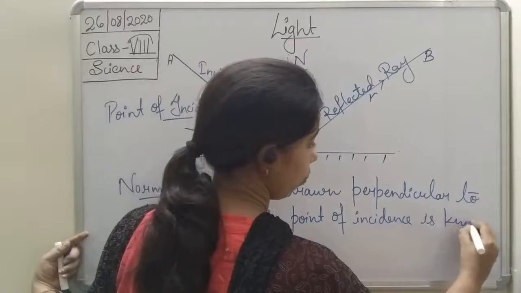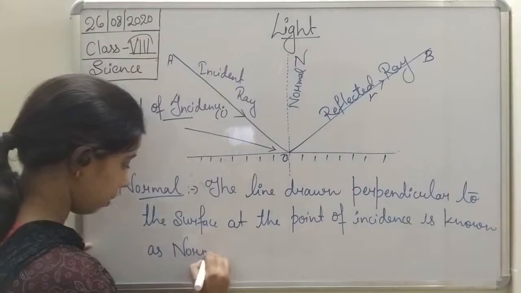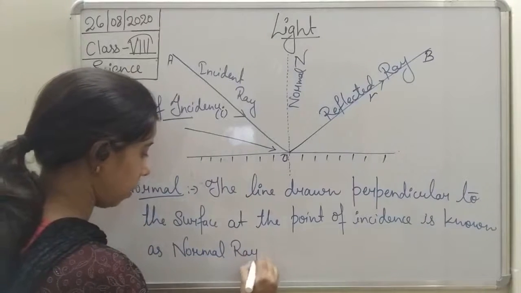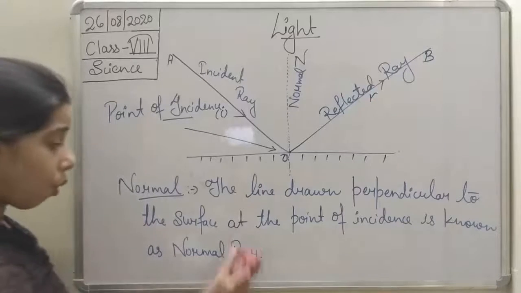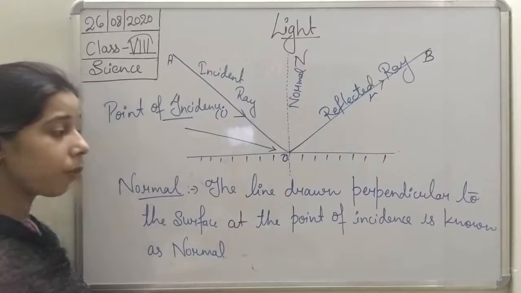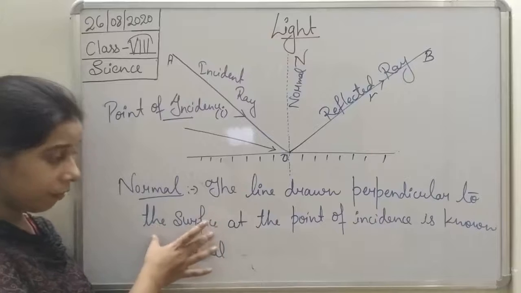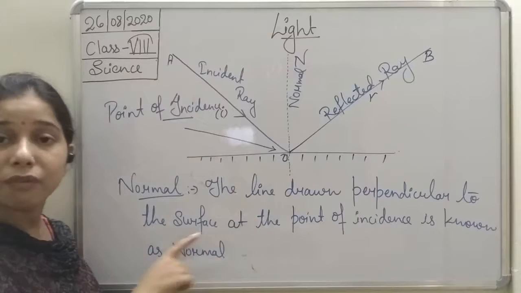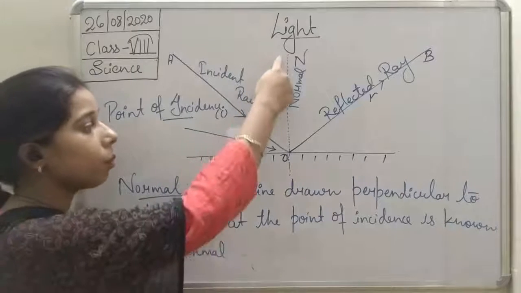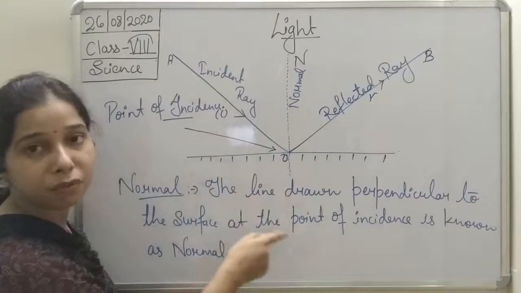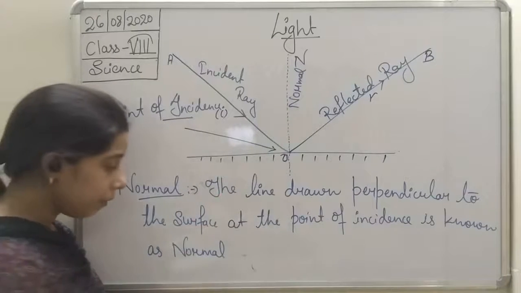It is known as the normal ray. So you see here, students, the line which is drawn perpendicular to the surface of the mirror at the point of incidence is known as the normal. So you see, the normal is moving perpendicular to the surface. Okay, so this is the normal ray.